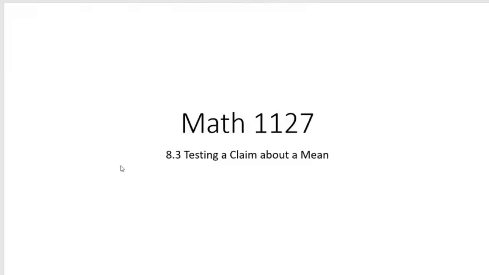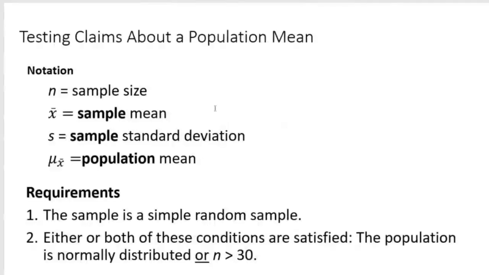Right, this section is very similar to our previous one about testing a claim about a proportion, but this time we are testing a claim about a mean. So as we go through this, it'll be very similar to the last one. When we're dealing with the mean, though, if you've got X bar, don't forget that's the sample mean, and S is the sample standard deviation.